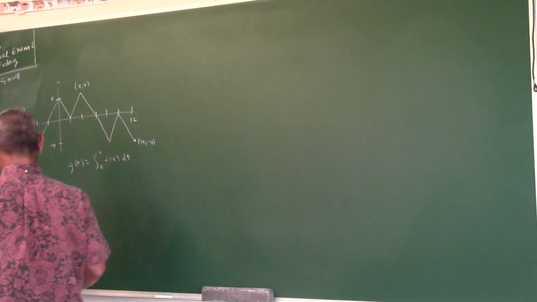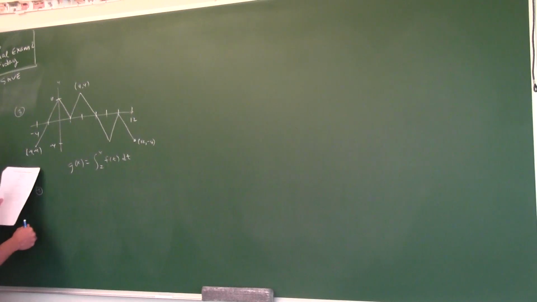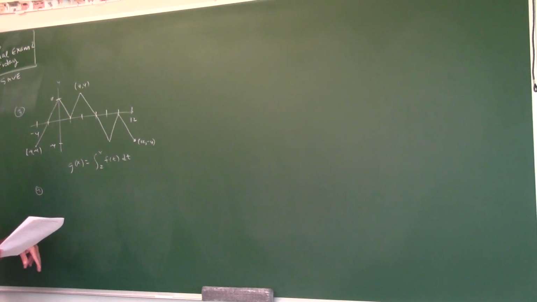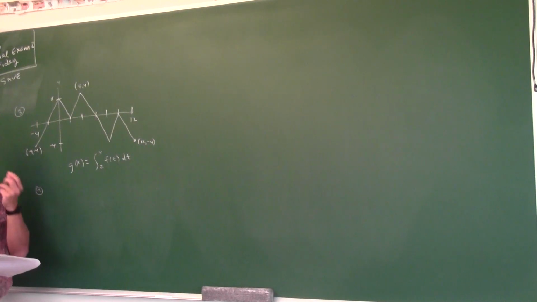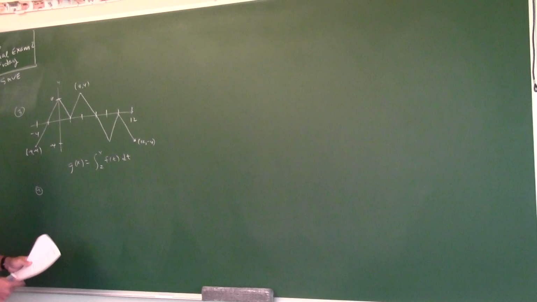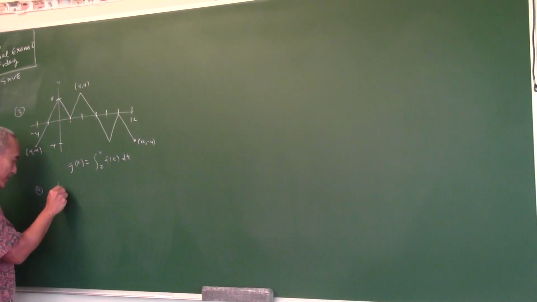All right, so part A. Does G have a relative min, max, or neither at x equal 10? So how do you find maxes and mins? You take the derivative and you make a number line. So we need to compute the derivative of G.